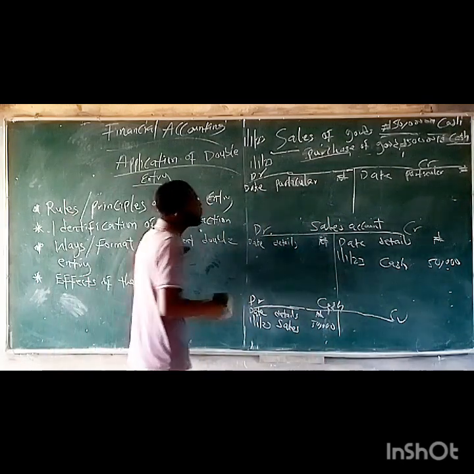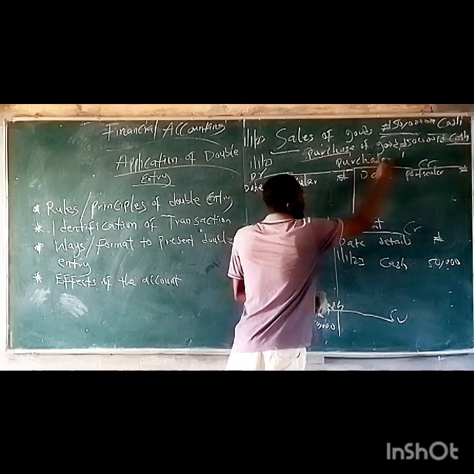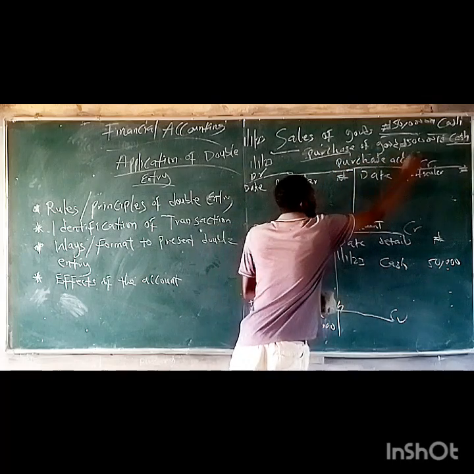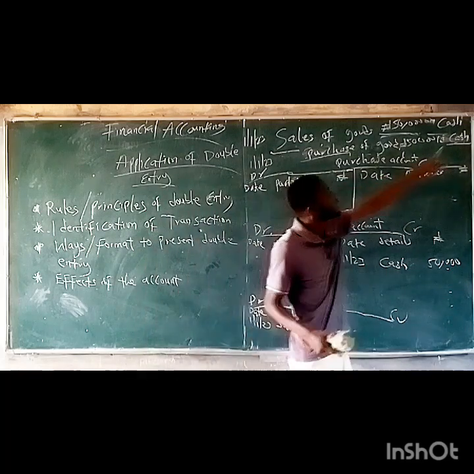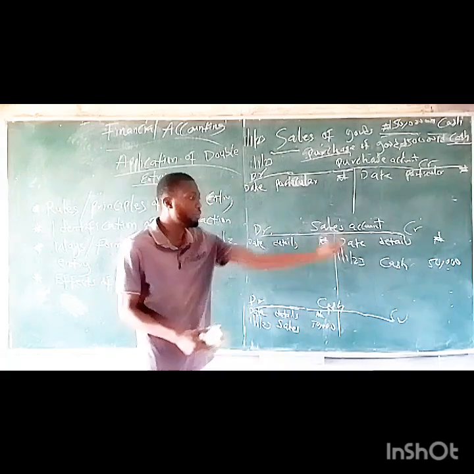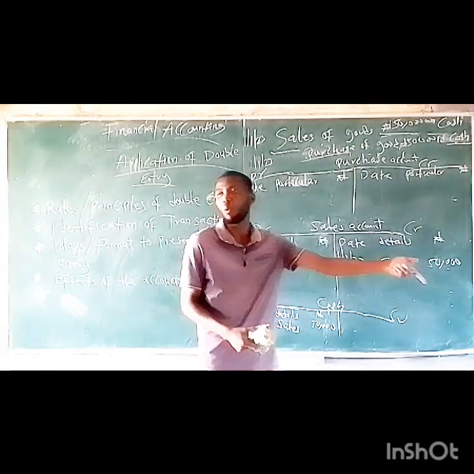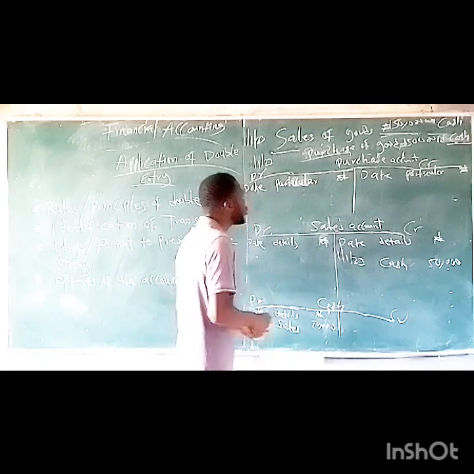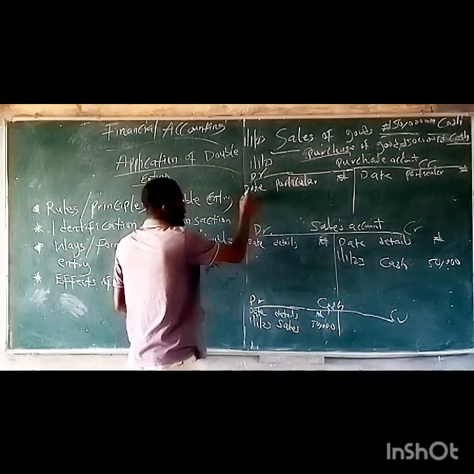Now then, what is the name of this one? Purchase account. Why? Because the two main accounts there are the purchase and cash. Now we know that purchase is going to be on the debit side because you are receiving the goods. What you purchase, what you buy, you receive, while you pay for what you purchase, the cash is going out. So that is why you debit what? The purchase account.